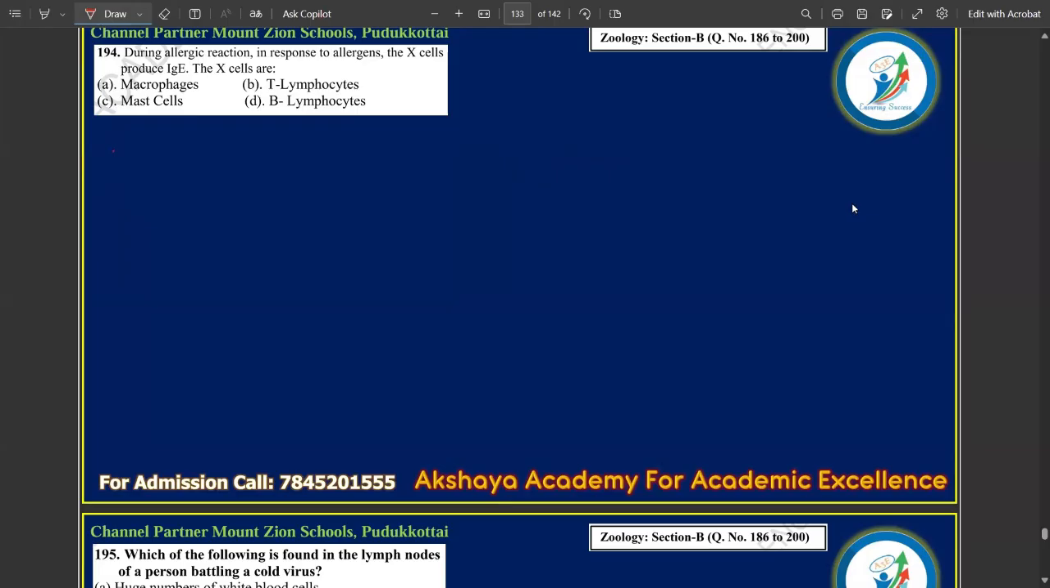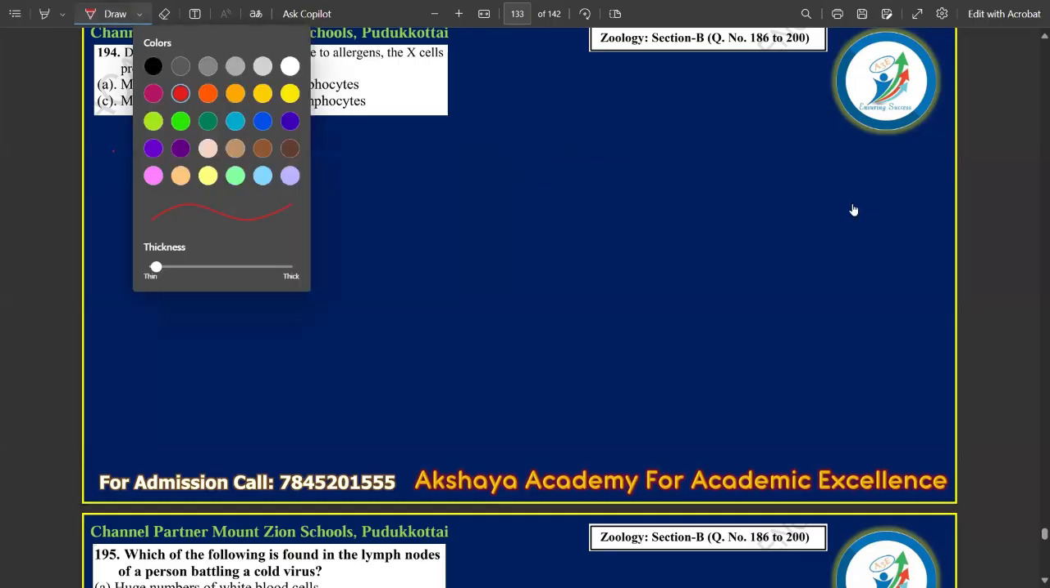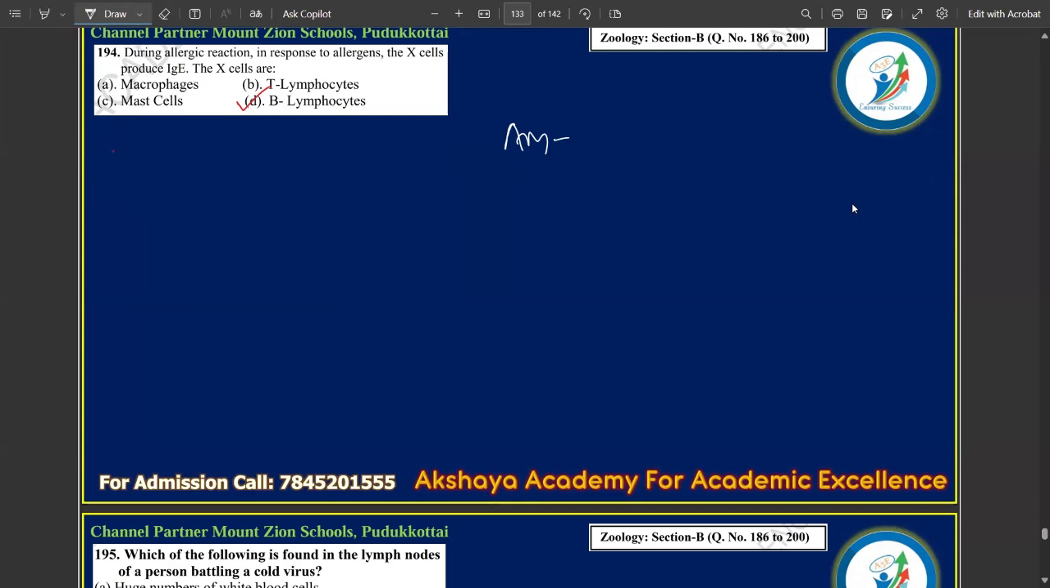During the allergic reaction, in response to allergen, the X cell produces IgE. IgE is an immunoglobulin. Immunoglobulins are produced by B cells. Okay, so here's a direct question. So the answer is D, B cells or B lymphocytes.